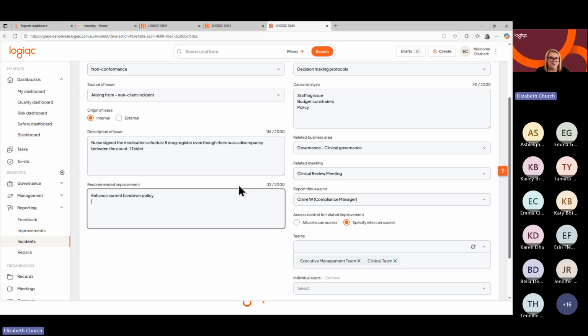Maybe we can strengthen, and this might not be an immediate action, but maybe we can strengthen the pool of casual staff that she can access, because we had a shortage of staff. And maybe we can consider having better training so that there's more people that could have helped her with managing that medication register.